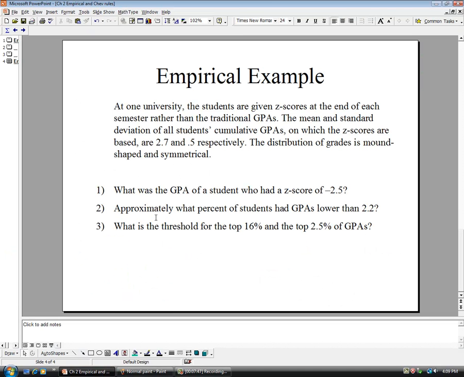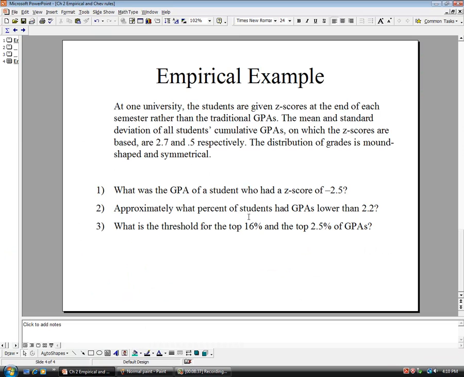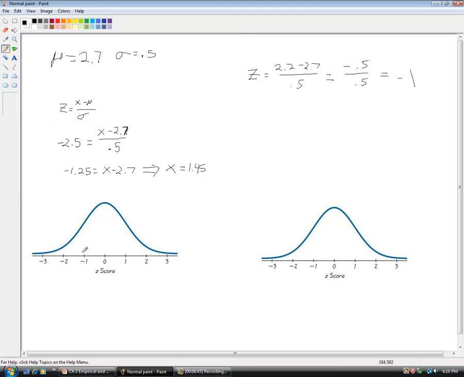Second question, it's an approximation, so approximate what percent of students had GPAs lower than 2.2. Well, this we're going to have to actually determine what the z-score is. So for 2.2, we're looking for the z. Now 2.2 is our x here. And that's actually going to be minus, not equals, 2.7 over 0.5. So this is negative 0.5 over 0.5, which is negative 1. So we're going to have a z-score of negative 1, and according to the question, we want the approximate percentage of students that had a GPA lower than 2.2, so that's lower than one standard deviation below. So a z-score of negative 1 falls here.